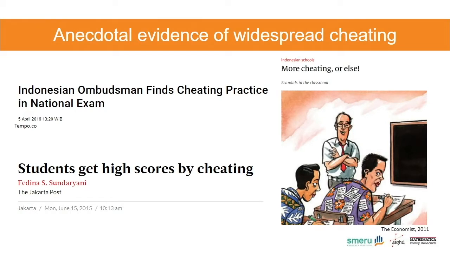And what they write about is that there's actually cheating going on throughout the exam procedure. So it already starts at the printing companies that are leaking answer sheets to the students. Teachers are providing answers to the students and allowing students to copy each other's answers in the classroom.